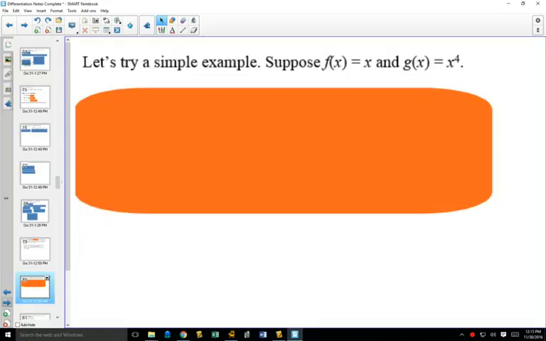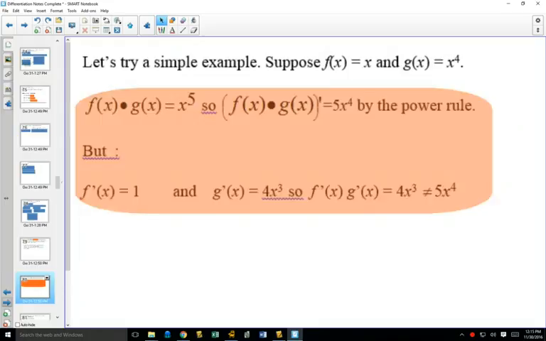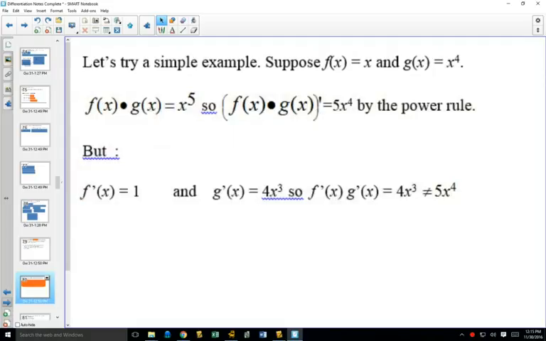Let's say you have x and you have x to the 4. Multiplying those two functions together is easy because x times x to the 4 is just x to the 5. And the derivative of x to the 5 is easy because that's the form that we've done most of our derivatives. Just bring that 5 in front and subtract 1 from the exponent. So the power rule says that that derivative is 5x to the 4. So it's a good example to test.